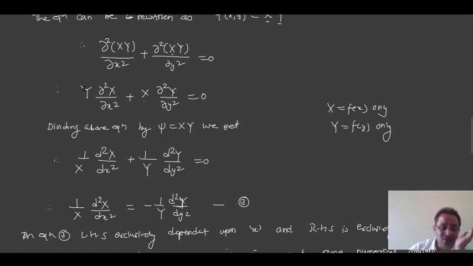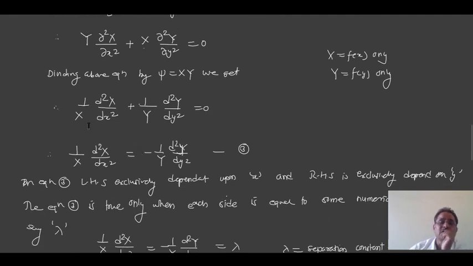When we divide, Y gets cancelled and X remains in the denominator. In this case, X gets cancelled and Y remains in the denominator. So we will get another equation. The new equation is 1 upon capital X into d square X upon dx square plus 1 upon Y times d square Y upon dy square. The partial derivatives are now replaced by total derivatives, because here capital X is a function of small x only, and Y is simply a function of small y, a single variable only. Therefore these curly deltas can be replaced by this type of operators, d square X upon dx square as well as d square Y upon dy square.